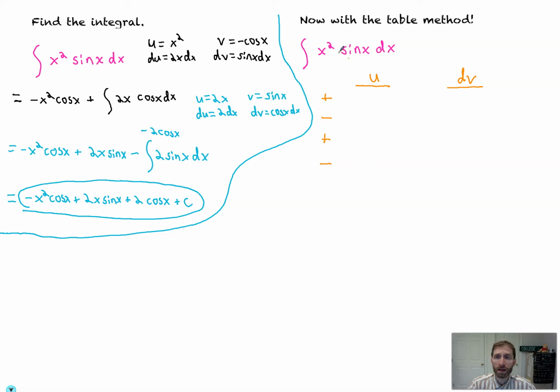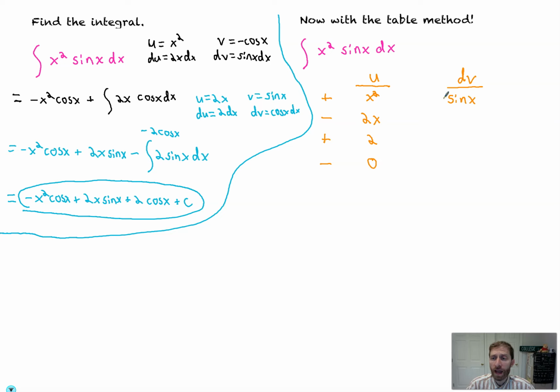So your u is picked the same way. It's still x squared. Your dv is still picked the same way. It's sine x. And now what we do is the same thing we always do with u. With u, we continue to take derivatives, right? X squared, 2x. So that's its derivative. Just take derivatives down the line. And you know to stop the table when you get down to 0. That's how you know when to stop, quite literally.